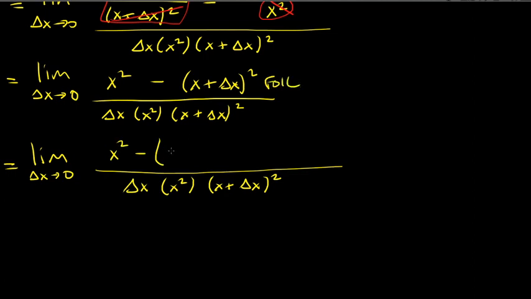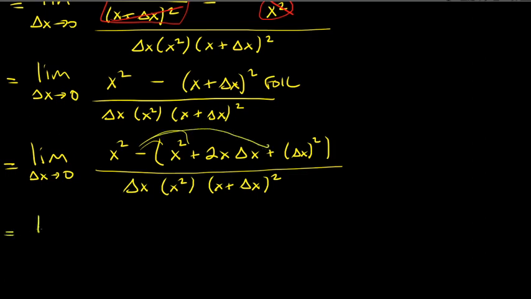FOIL this out up here. You're going to get x squared plus 2x delta x plus delta x squared. And then don't forget to distribute the negative sign. That's why we need, oops, not delta x, but delta x squared, right? So distribute the negative sign. That's why we needed parentheses there. This is a 0. All right, x squared minus 2x delta x minus delta x quantity squared.